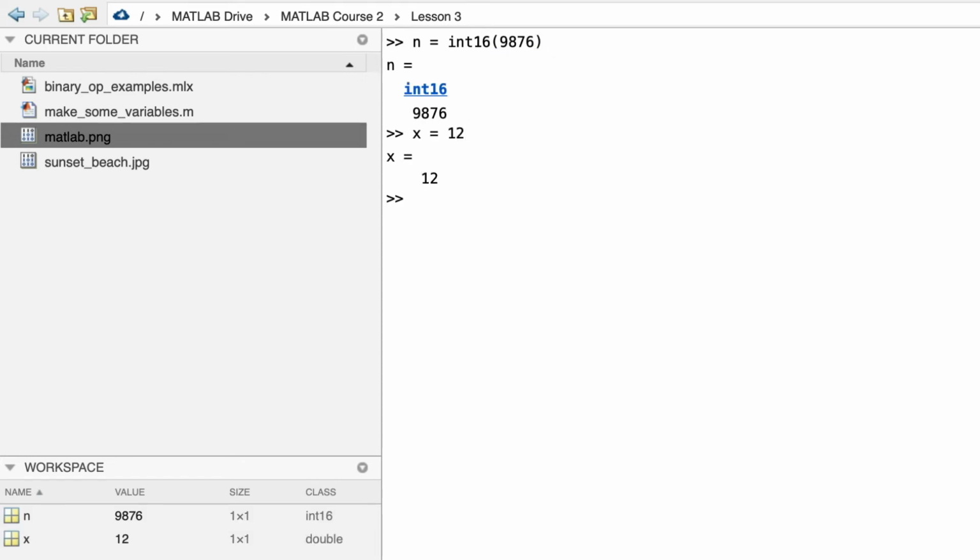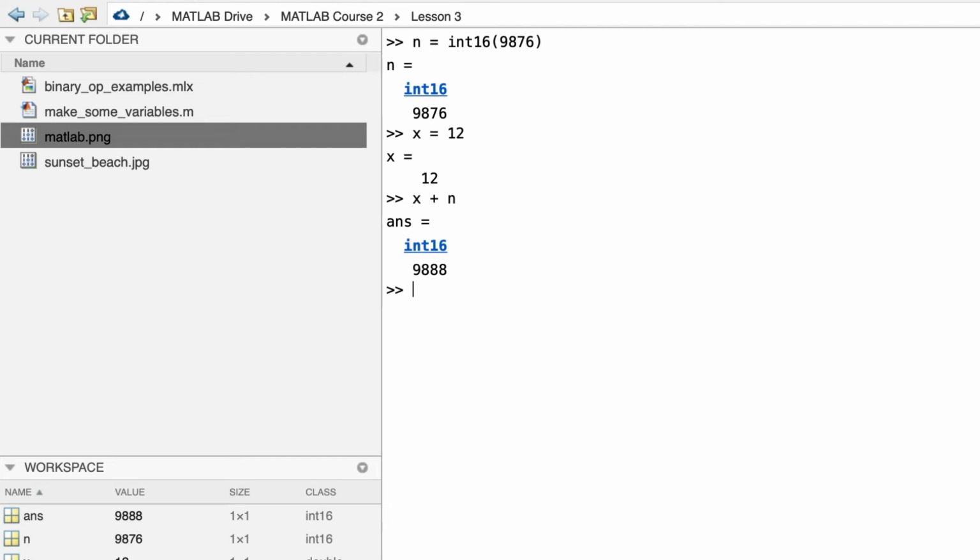Since we didn't declare the type of x, it defaults to a double. And now let's operate on them. So here we've added a double to a 16-bit integer. Since the 16-bit integer occupies only 16 bits, while the double occupies 64 bits, the result is an int16.